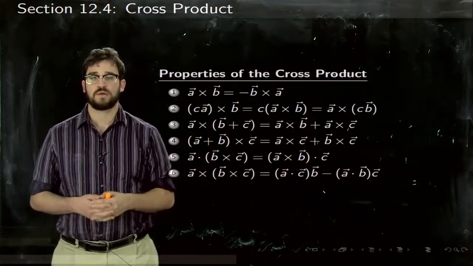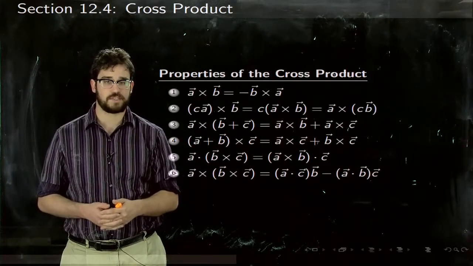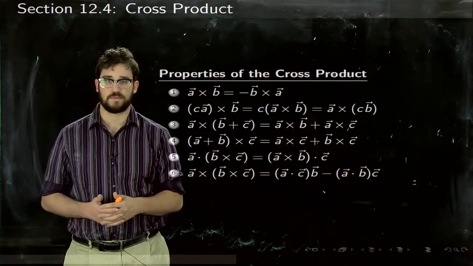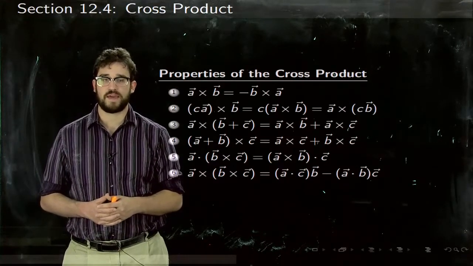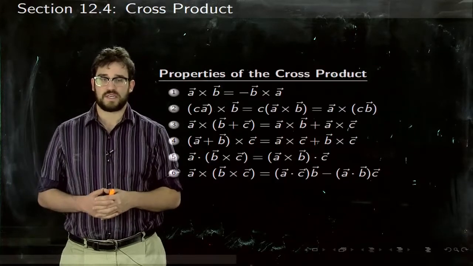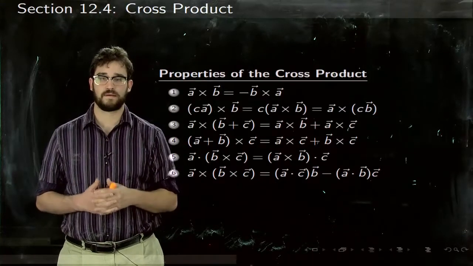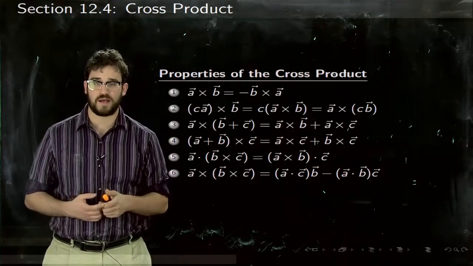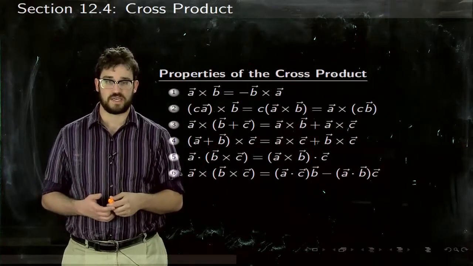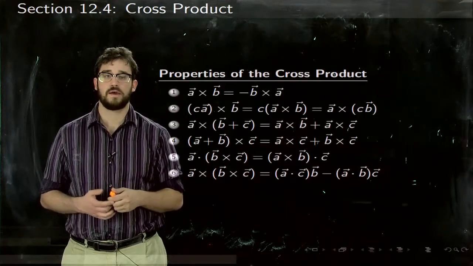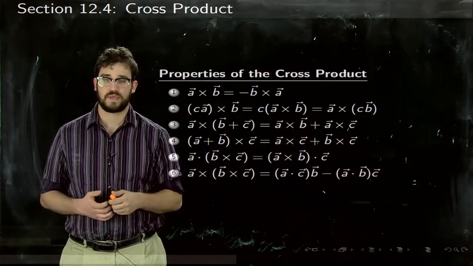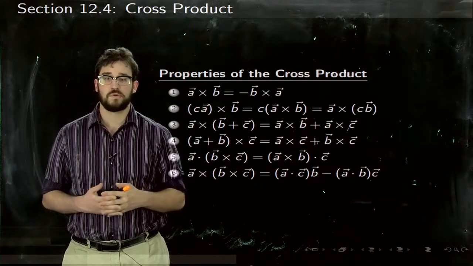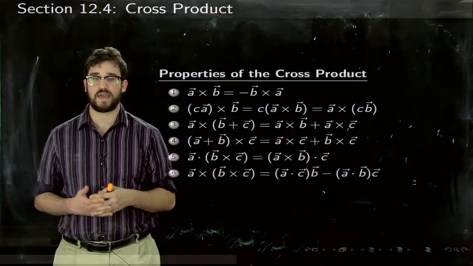Luckily, our scalars we can distribute nicely. So c times the vector A cross B is the same as c times the vector A, crossed with the vector B, and it's equal to A cross the vector c times the vector B. Now, we have a sort of distributive property as well, where A cross the vector B plus the vector C is equal to A cross B plus A cross C. And also on the other side, A plus B crossed with C is equal to A cross C plus B cross C.